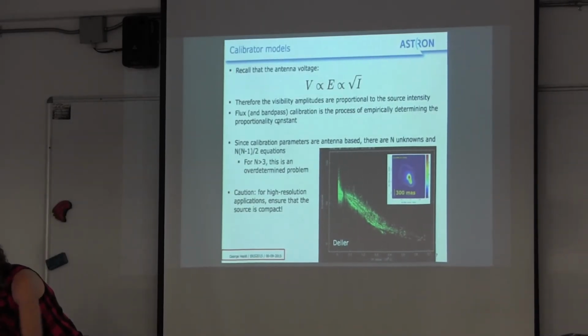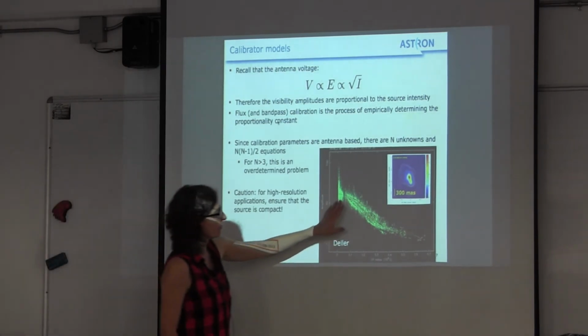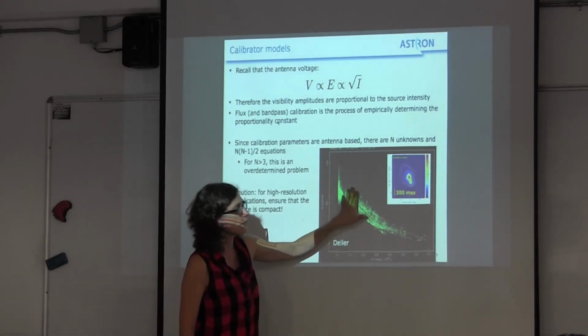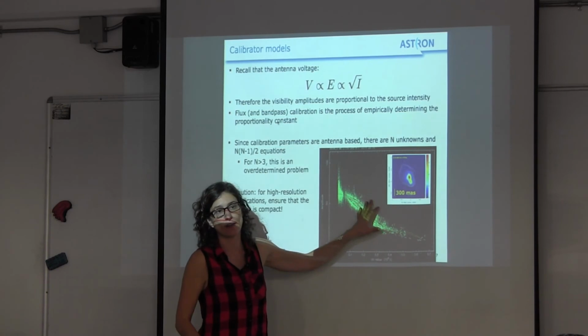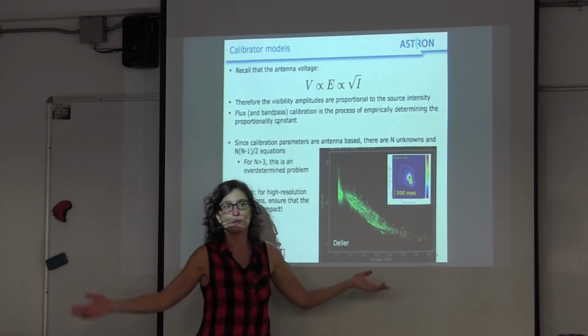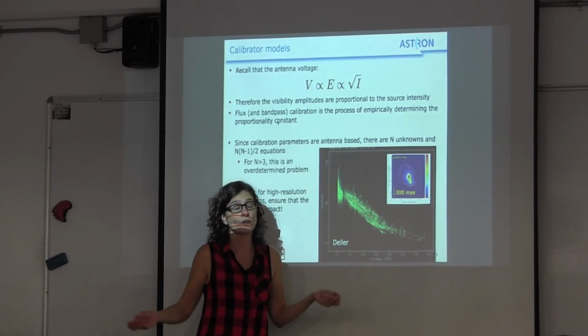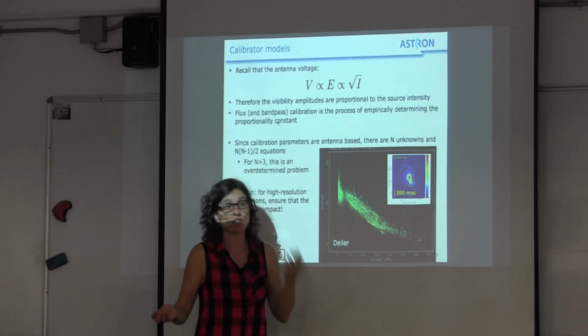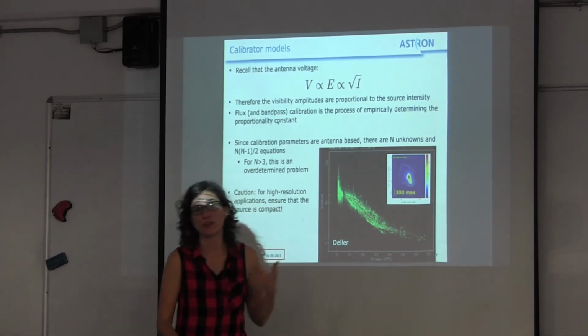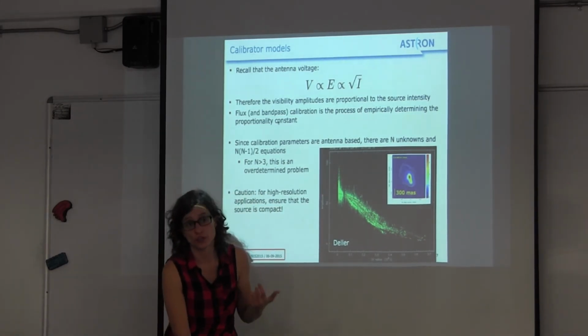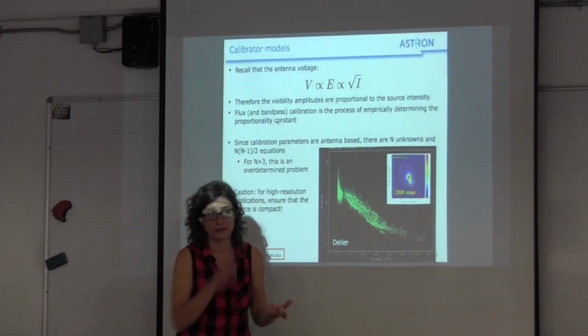Okay, and this is to show you an example of a source that if you observe it, you want to use it as a flux calibrator, but you observe with too much resolution, it's not a point source anymore. And then you need to start taking into account the structure. You need to model it.